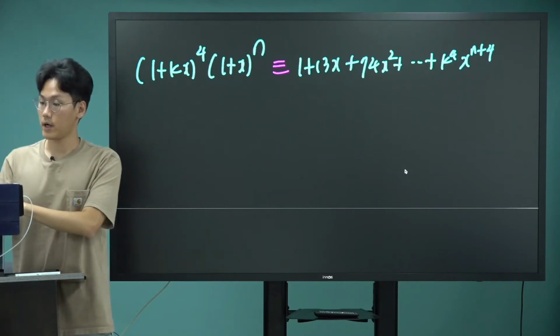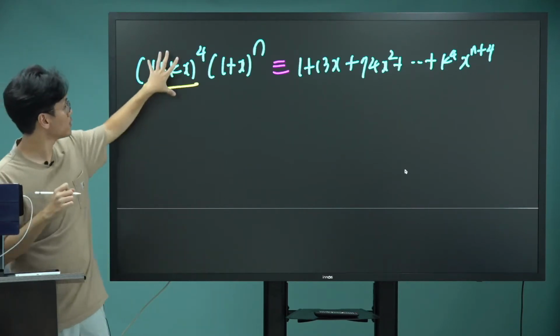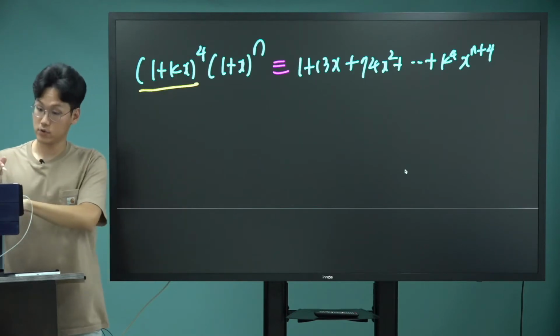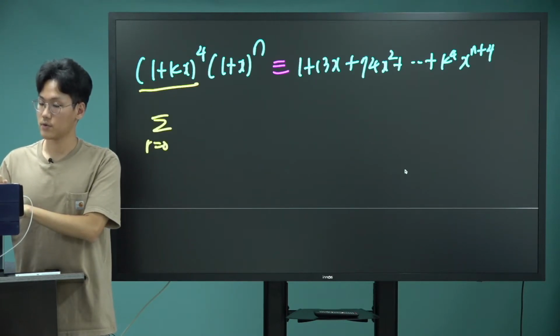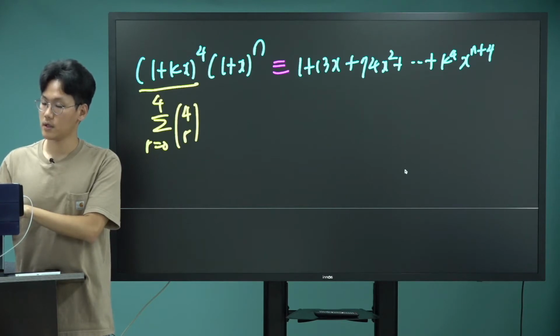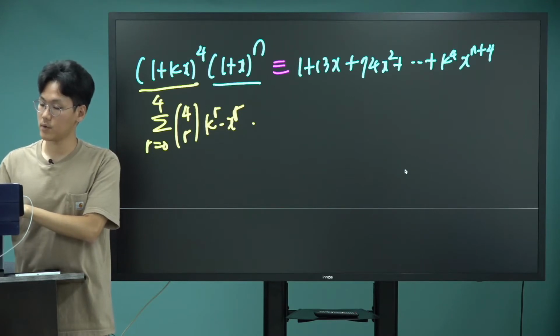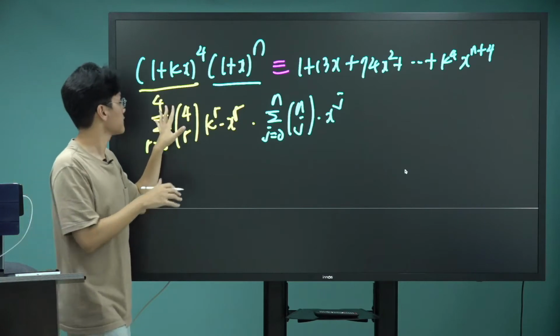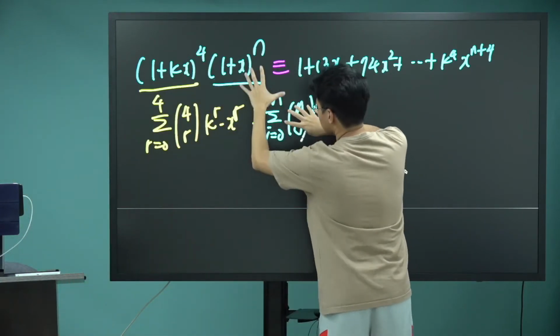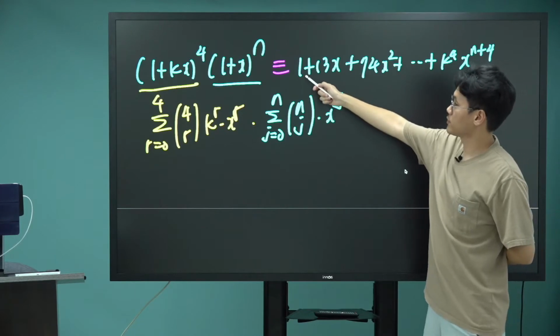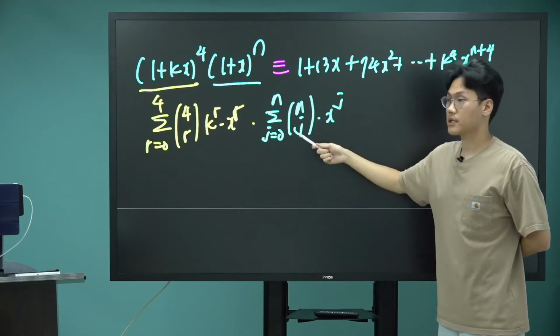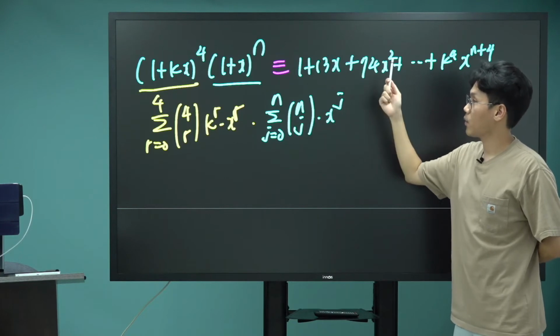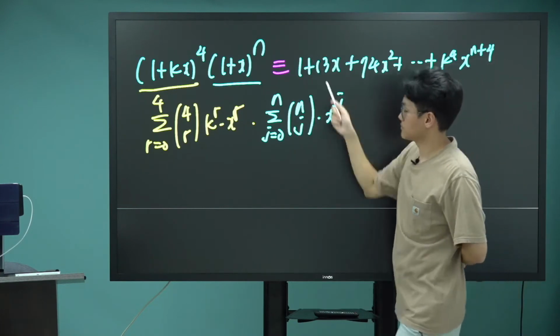Okay, so what I reckon here is maybe I should expand the first part here using the sigma definition. So sigma r = 0 to 4, 4 choose r, k^r x^r, times, for the second one, sigma j = 0 to n, n choose j times x^j. Okay, that is what I have done with the binomial expansion definition of each. But I think the constant is trivial because both of them are 1. So there's nothing I can derive in terms of k or n. So I would not use it.